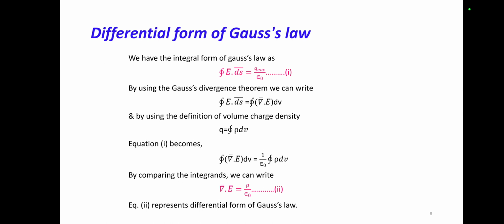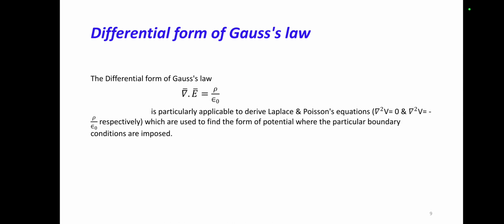In this way, we have another form of Gauss law, seen in equation number 2. The differential form of Gauss law, del dot E bar equals rho upon epsilon naught, is particularly applicable to derive Laplace and Poisson's equations, that is del square V equals 0 and del square V equals minus rho upon epsilon naught respectively, which are used to find the form of potential where particular boundary conditions are imposed.